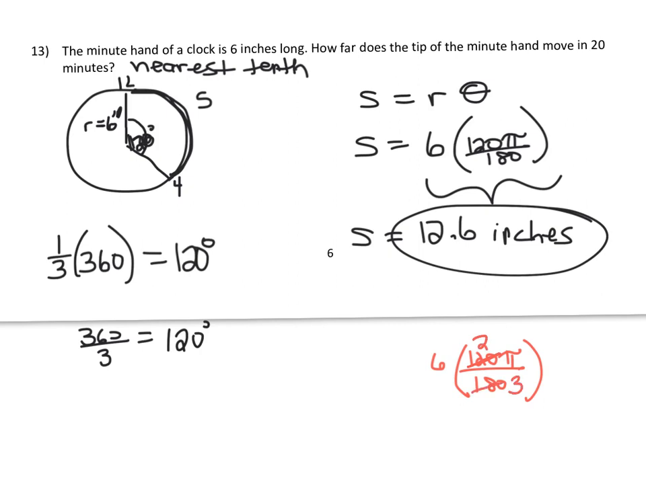And then, however you want to go about it from here, you could just multiply across. 6 times 2 pi is 12 pi, and then over 3. Since 12 over 3 is 4, this would simplify to 4 pi. So if they didn't say to round to the nearest tenth, instead of getting 12.6, we would write it in terms of pi, and 4 pi would be the answer.